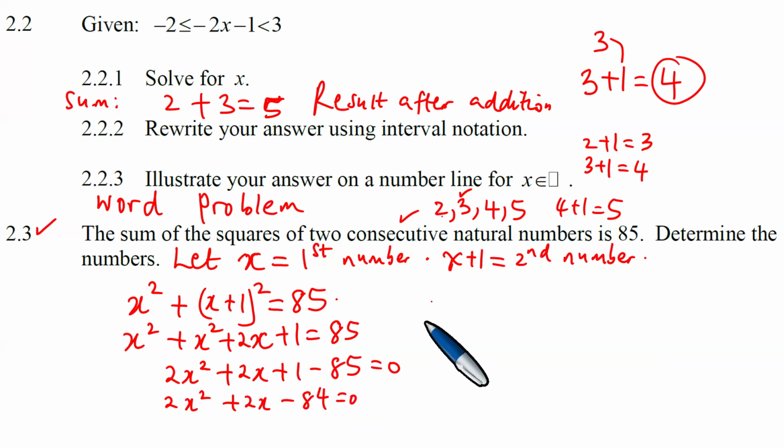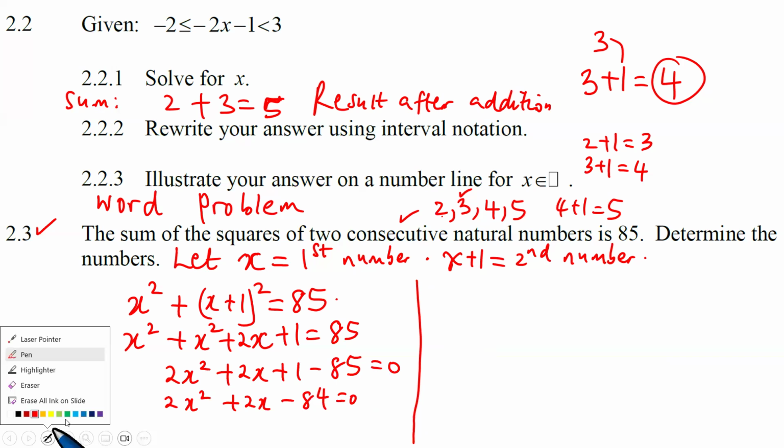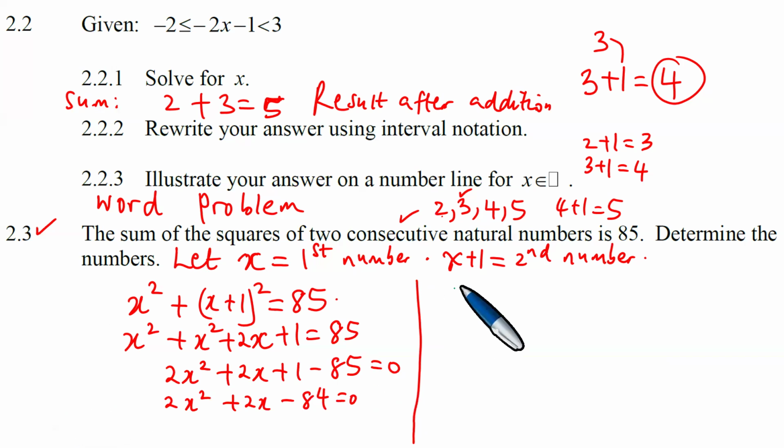Negative 84. Good. And then at this point, we have 2x squared plus 2x minus 84 equals 0. But shall we simplify? We simplify as well. That common factor, we divide by 2, both sides. 2x squared divided by 2 plus 2x divided by 2.